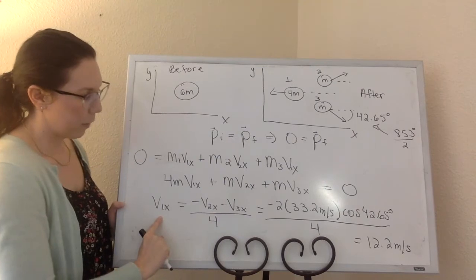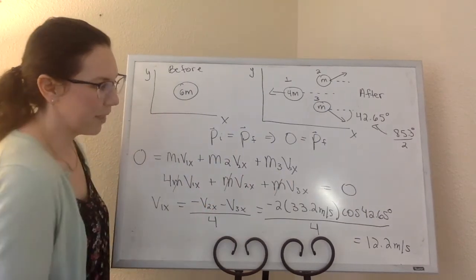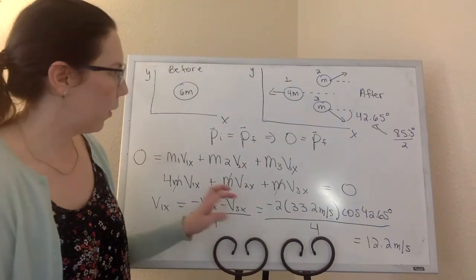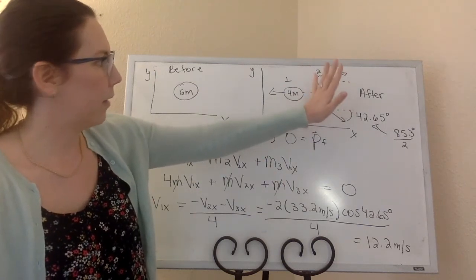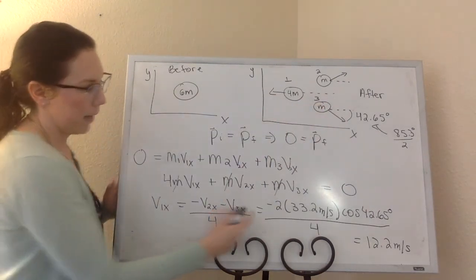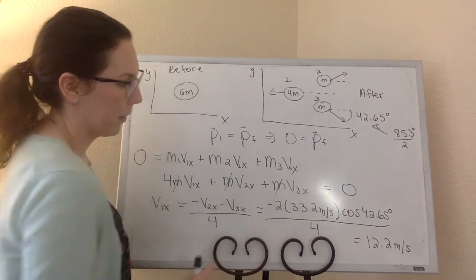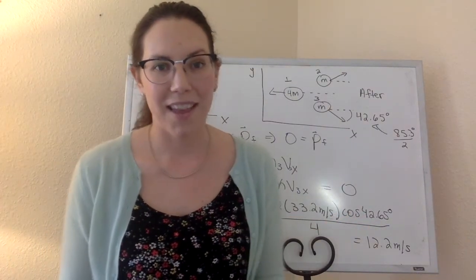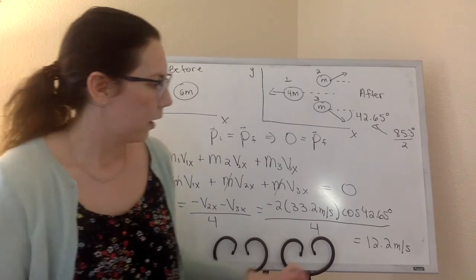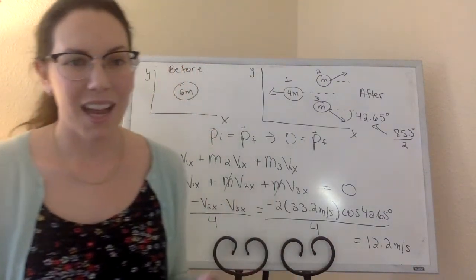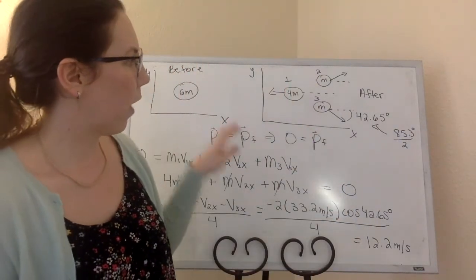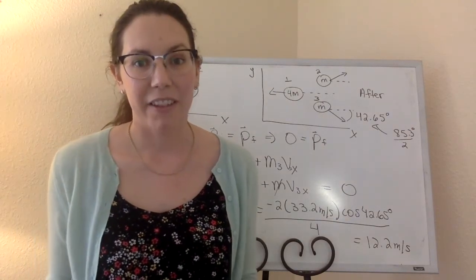And then rearranging for v1x, all of these m's cancel. So as expected, we don't need to know what the actual mass of the firecracker is. And then also notice that we were told that they move off at the same speed. So we have v2x and v3x, they're also in the same direction. So they're identical. We can put 2 times 33.2 meters per second, cos of 42.65, and then divided by that 4 factor from the mass of piece 1. Okay, and that leaves me with a velocity in the x direction of 12.2 meters per second for this larger piece. So it will move off with 12.2 meters per second after the collision.